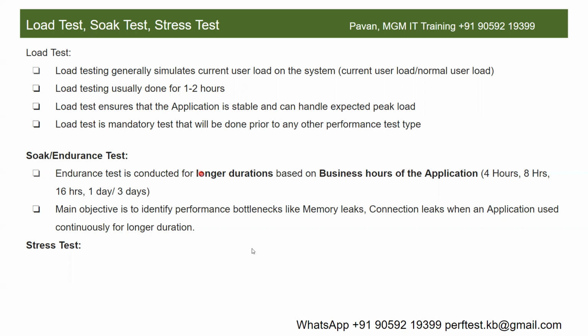Generally we apply 75% of the expected normal user load. Suppose you are testing with 5,000 users in the load test. For soak test, you need not test with 5,000 users, but you can test with 4,000 users. That is enough. 4,000 or 3,500 users is enough. You will generally take 70 to 80%, somewhere around 75%.